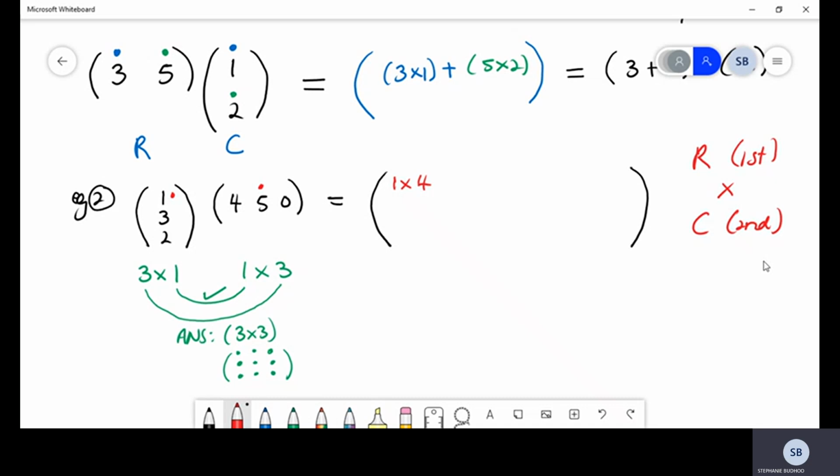How do I know it's correct? Well, first of all, if I remember, when I was using my method of identifying what my answer will look like, it's supposed to look like a 3 by 3 matrix. Is this a 3 by 3 matrix? Yes, it is. It has 3 rows and it has 3 columns.